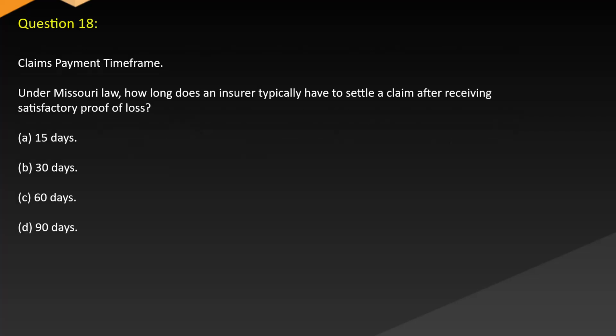Question 18. Claims payment timeframe. Under Missouri law, how long does an insurer typically have to settle a claim after receiving satisfactory proof of loss? A. 15 days. B. 30 days. C. 60 days. D. 90 days.